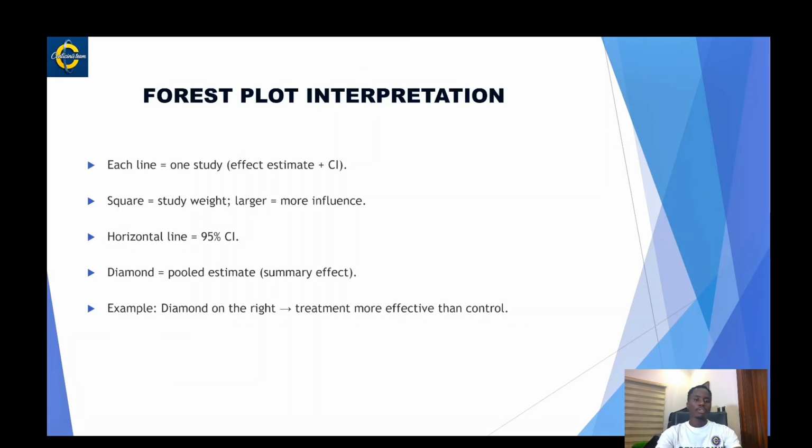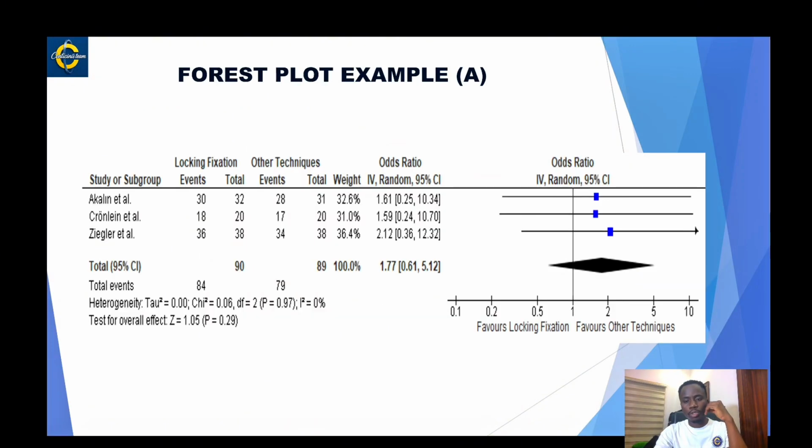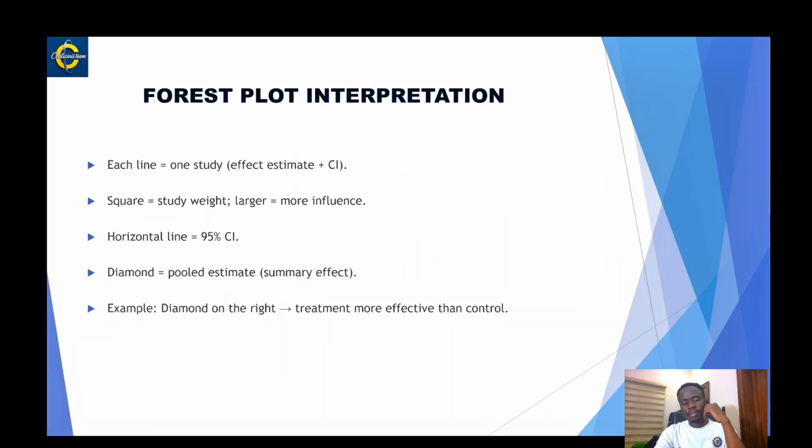Now we're going to talk about forest plot interpretation, which is a very crucial part of meta-analysis, because we've talked about effect sizes and effect measures, and we've now started with the tool, but there are certain things we need to understand. Each line on the forest plot, I'm just going to show you what that looks like. You see that each line shows one study.